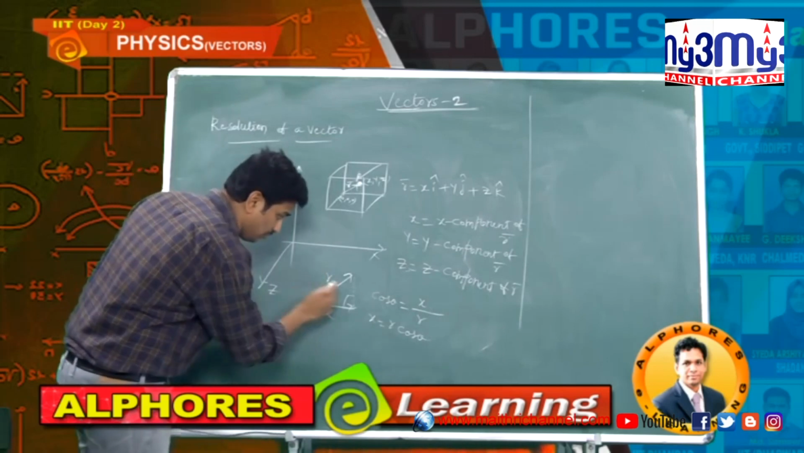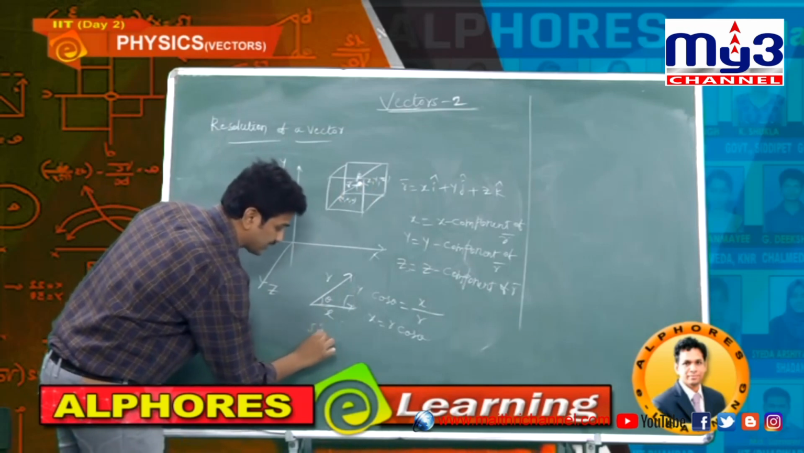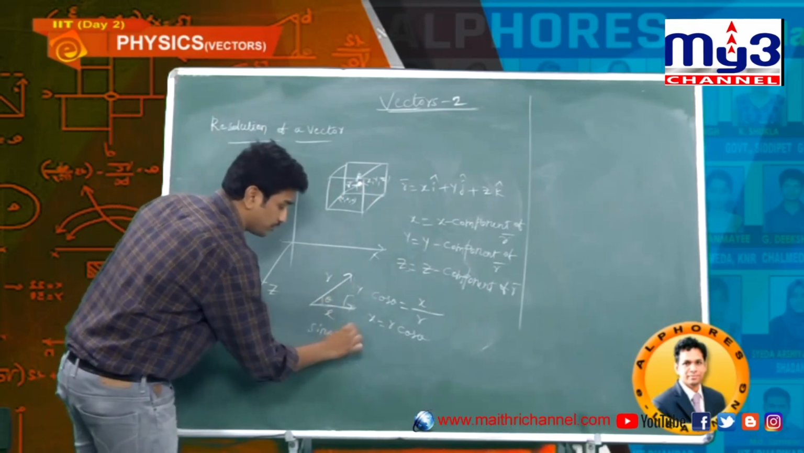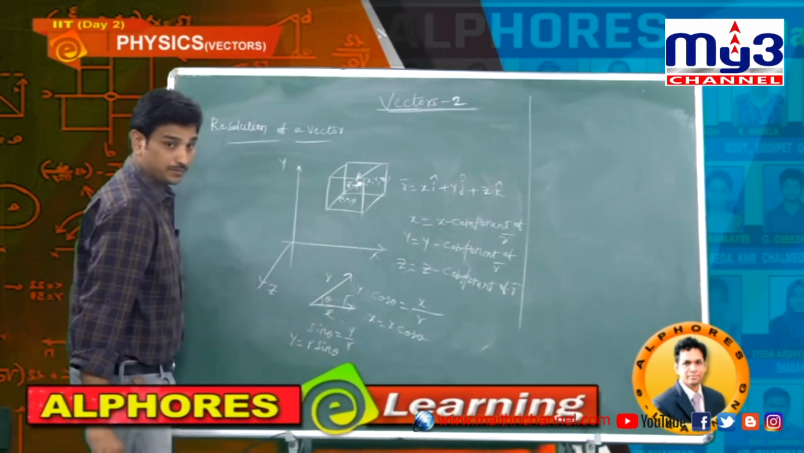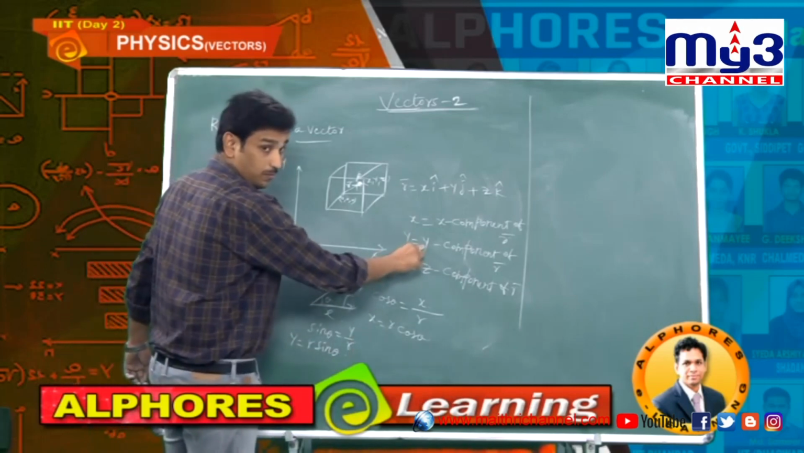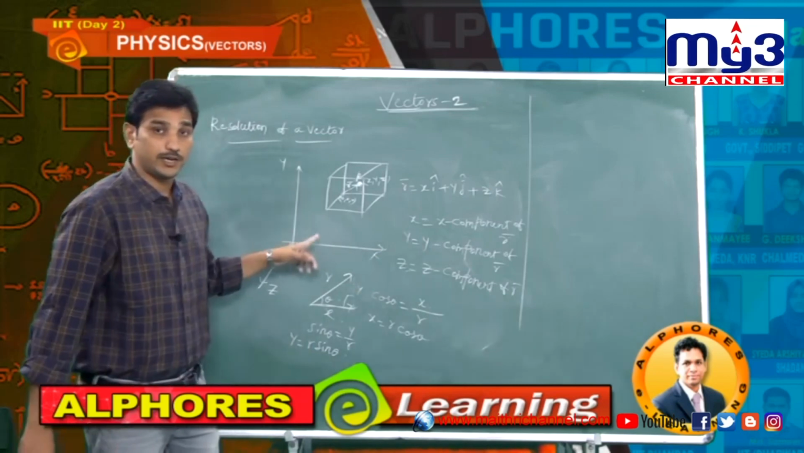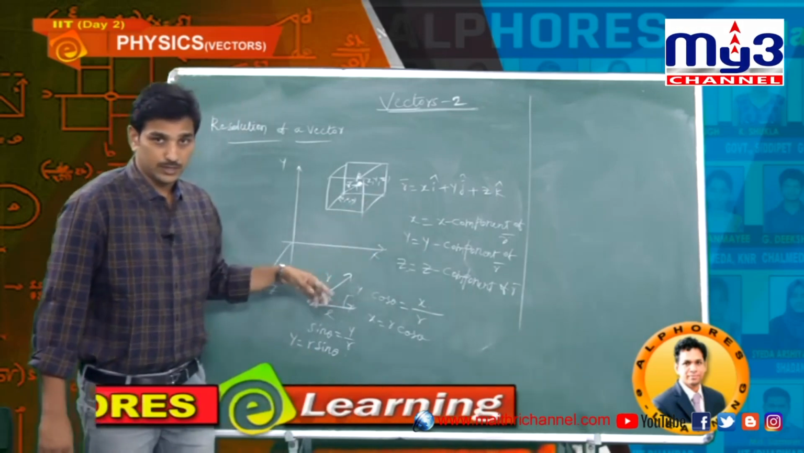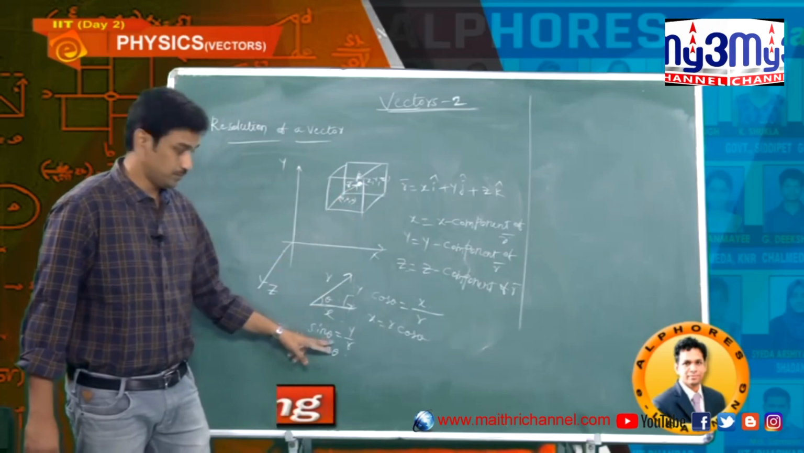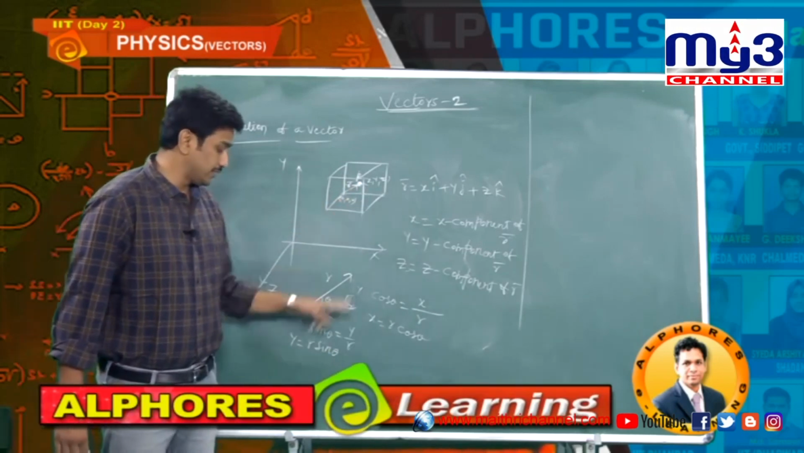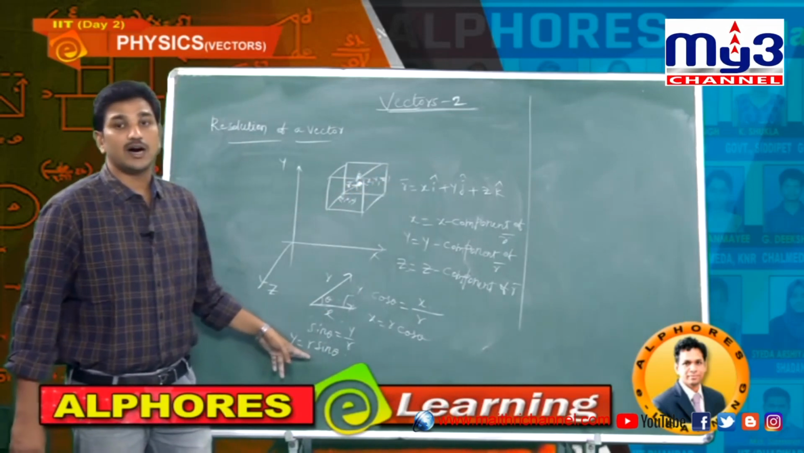Similarly, what about this y? It's y, opposite to theta. What is sin theta? Opposite by hypotenuse, y by r. So y is r sin theta. Y is the y component of the given vector. Similarly, the z component is also a component of r. R has x component, that is r cos theta. R has y component, that is r sin theta.